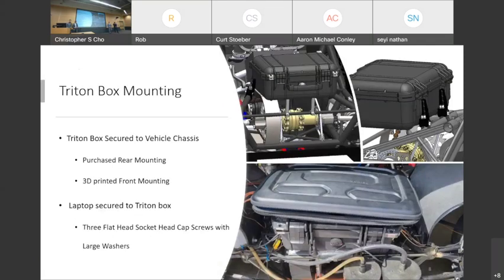So in order to secure the track box during testing, a mounting system was designed using SolidWorks. As you can see in the top right, 2 mounts were purchased from Summit Racing, while the front 2 mounts were designed and 3D printed. During track testing, the laptop used to record data also needed to be attached to the chassis and vehicle itself. So a hard shell laptop case was purchased and attached to the top of the track box in order to secure it during track testing.